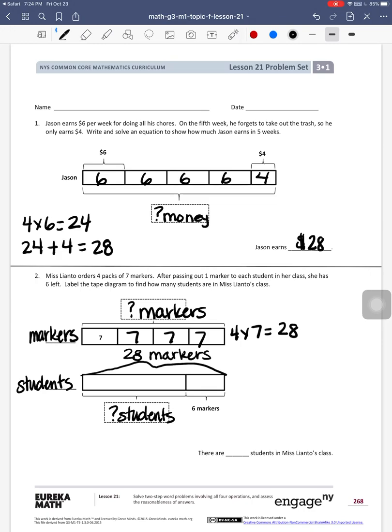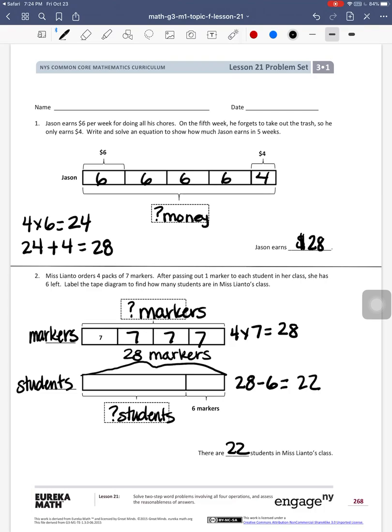And then we knew she had 6 left over. So first we have 28, right? And then we have to minus 6. And what do we get? 28 minus 6. Right, we have 22. So there are 22 students in Miss Leonto's class.